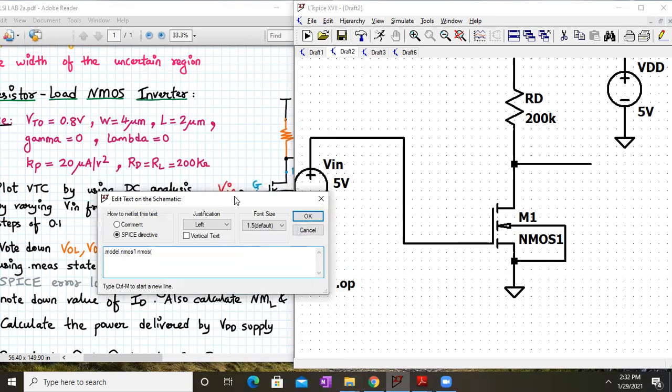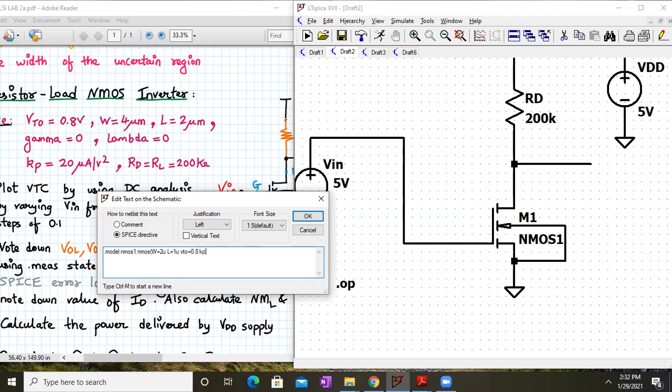So let's consider one of the cases as W. We can substitute it as, let's say, 2 micro. We'll not take exactly these values, which you have to take, so I'm taking slightly different ones. L is equal to, let's say, 1 micro. Then VTO is equal to, let's say, 0.8.